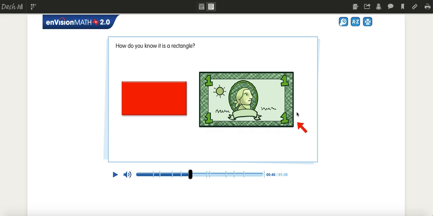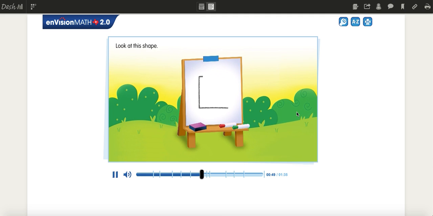Look at the sides and look at the vertices. The shape has 4 sides and 4 corners. The opposite sides are the same. Look at this shape. What shape was traced? What shape is that? How do you know?